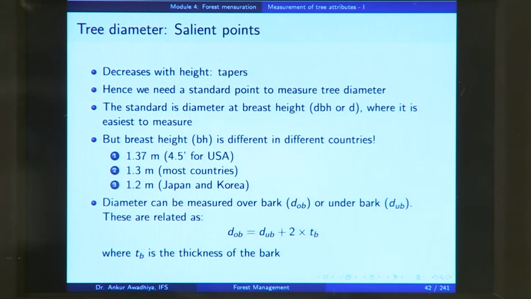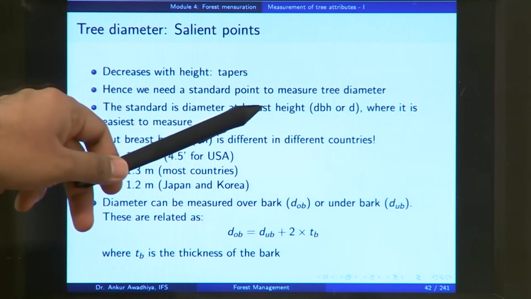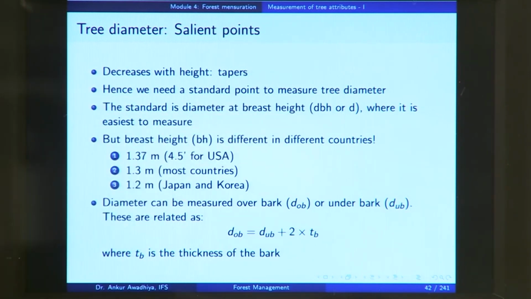Because if I am making a measurement at, say, a height of 1 meter, and you are making a measurement at a height of 2 meters, then both of our readings are not going to tally. So, we need a standard. Now, this standard diameter is known as diameter at breast height, which is represented as DBH or small d, where it is easiest to measure.